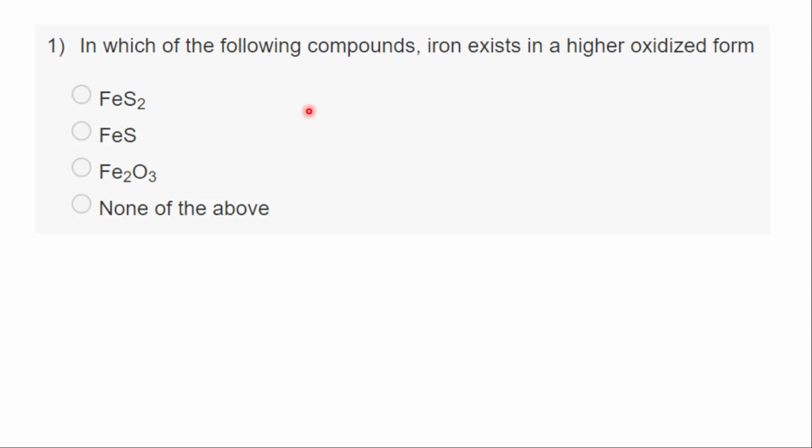Many people have answered option 3C, and the correct answer is option C, Fe2O3. So you guys have answered correctly.